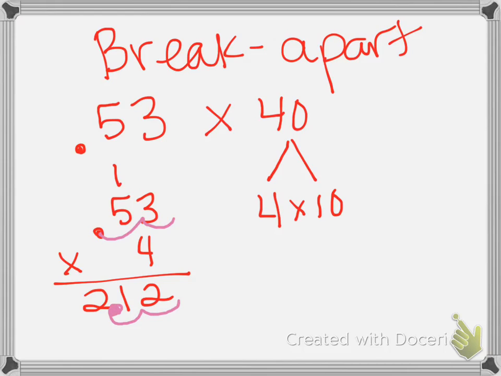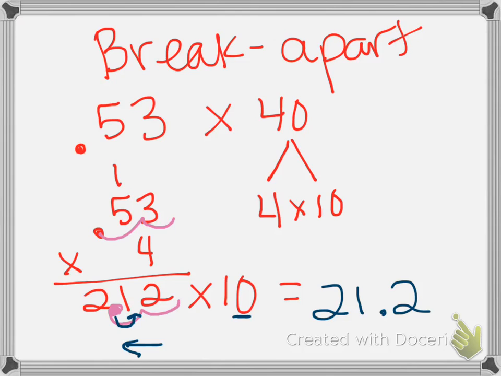Now the last part to this break apart method is we still have to multiply by 10, but the good thing is we already know how to do that. So I'm going to multiply by 10, and this is where it gets confusing. In the step above, we move the decimal place this way, but we know when we multiply by 10 or 100 or 1,000, we're trying to get the number bigger. So this has 1 0, we're going to move it back 1. Our answer is 21 and 2 tenths.